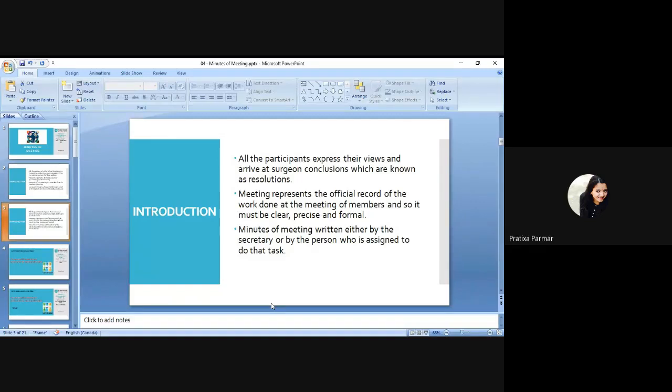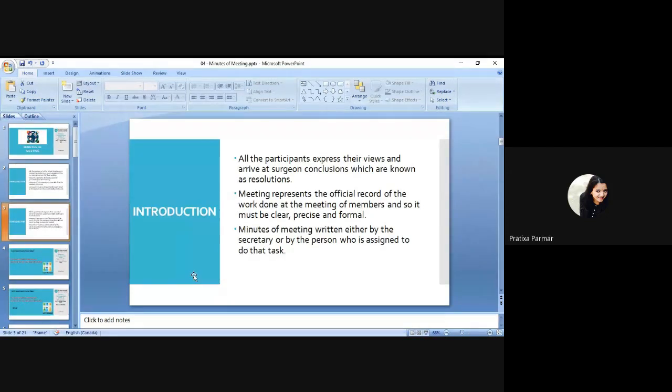So we were talking about the conclusion part of the meeting. Remember, I've told you in the last session also that the purpose of a meeting is that there should be a proposed conclusion, that all the participants should arrive at a particular conclusion at the end of the meeting. Now this conclusion part is really important when you're going to record the meeting in the form of minutes of the meeting. Minutes represent the official record of the work done at the meeting of members, and so it must be clear, precise, and formal.